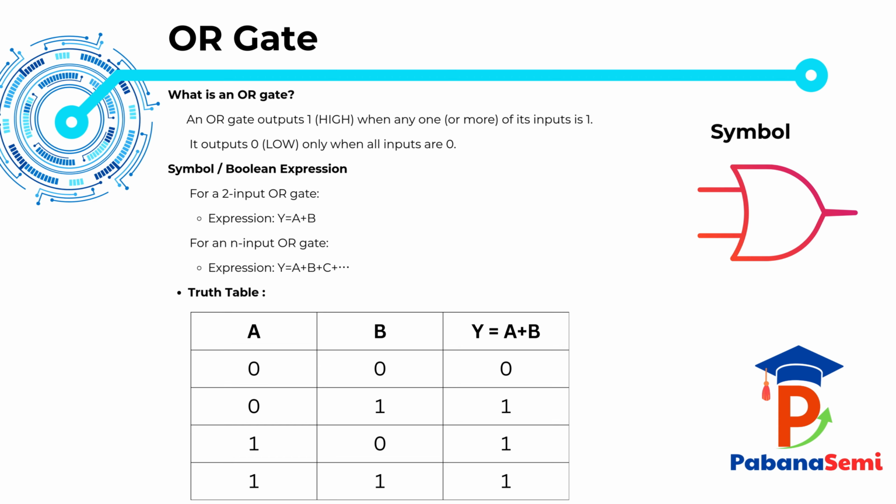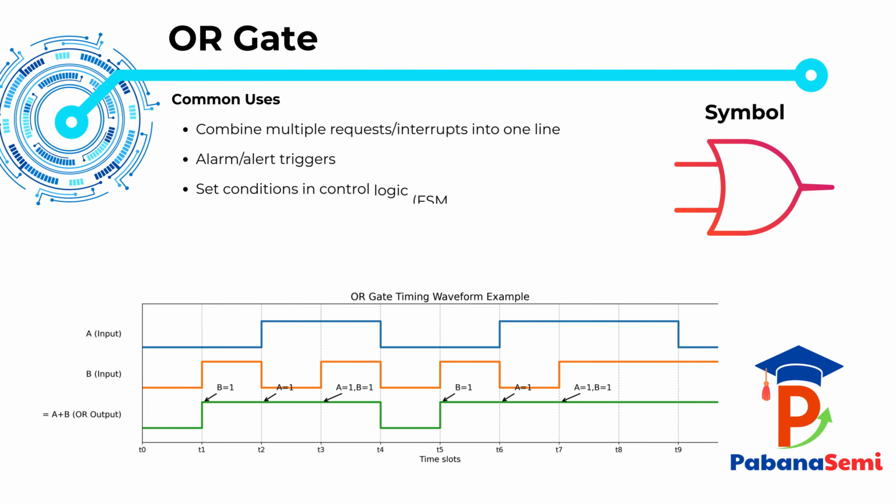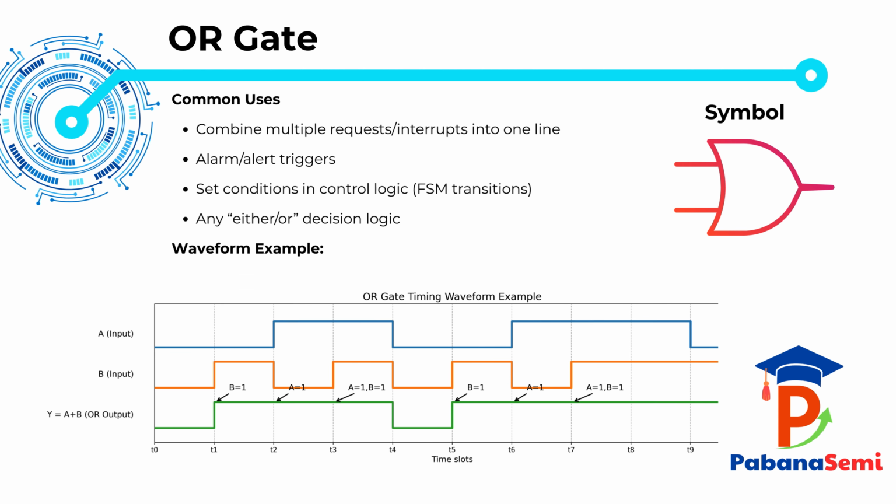On the right side, you can see the standard OR gate symbol. It represents this any-one-true behavior. In practical design, OR gates are used to combine multiple requests or conditions. For example, generating an alarm when smoke or heat is detected, or asserting an interrupt when any one of multiple sources requests service.